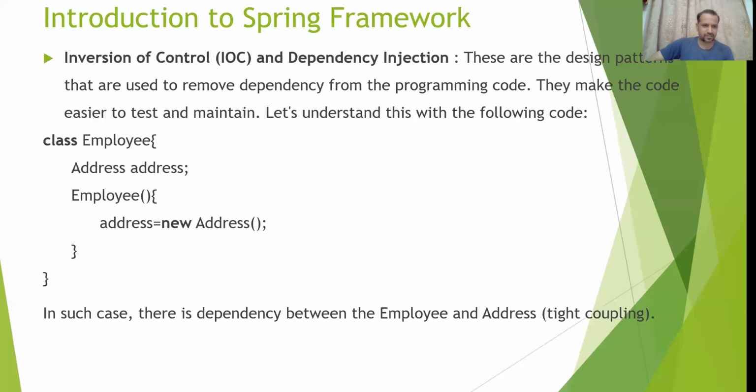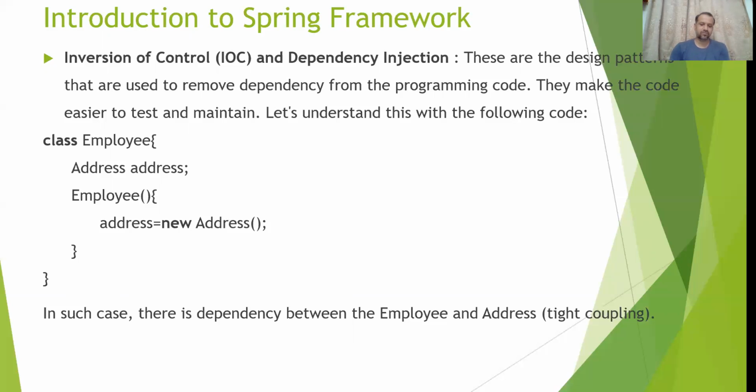In this example, suppose you are using a simple program. First, you create the object reference of the address class in the employee class. Then in the employee constructor, you create the object of that particular class. This is just like tight coupling, meaning here employee has one address, and they are tightly coupled.